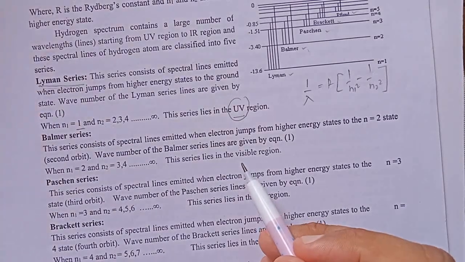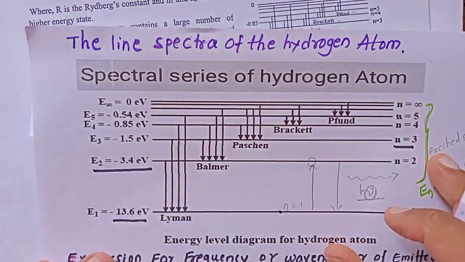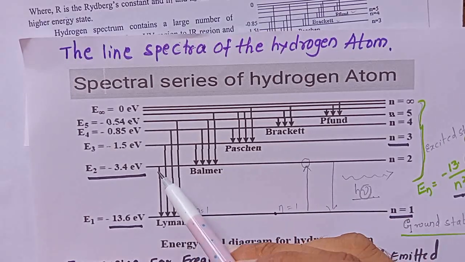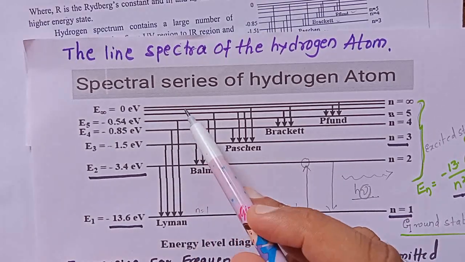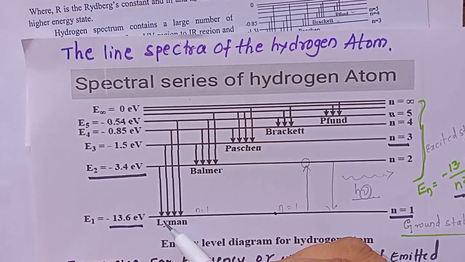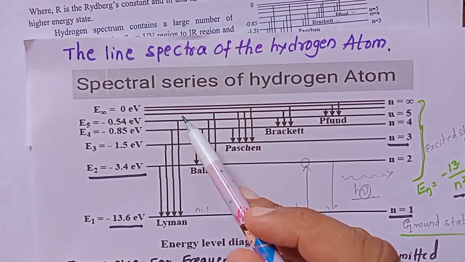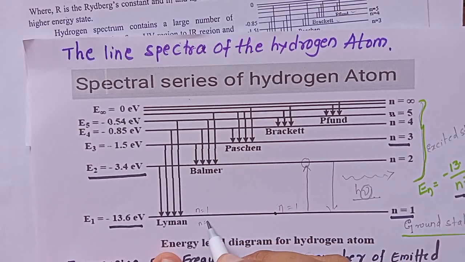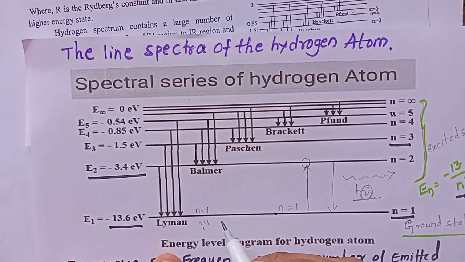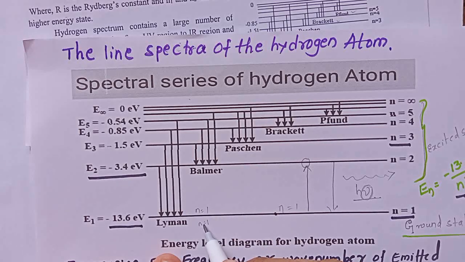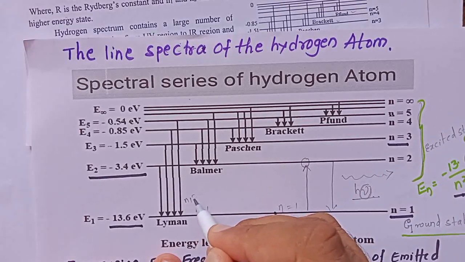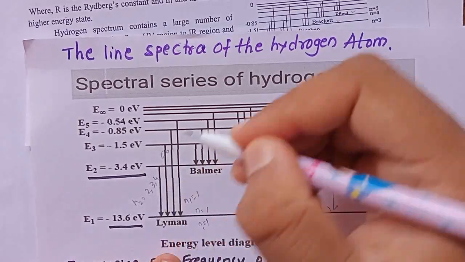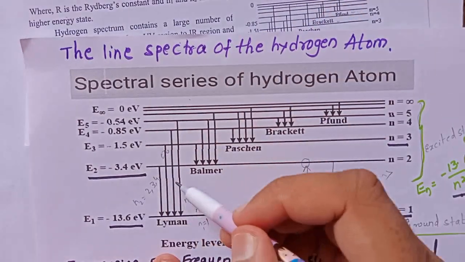So what happens in the Lyman series? We can observe here that n1 is equal to 1, so the electron jumps from the states 2, 3, 4, 5 and so on to the first state. The transition takes place from a higher state to the lower state. For the Lyman series, n1 is always equal to 1 and n2 is equal to 2, 3, 4, 5 and infinity.